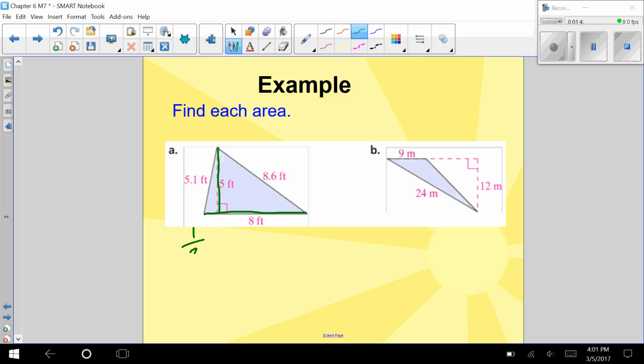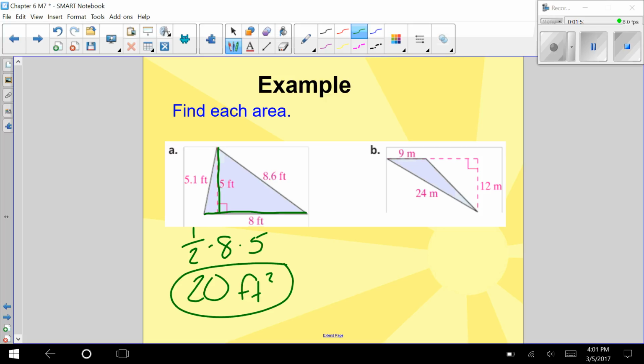So we take 1/2 times the base, which is 8, times the height, which is 5. 1/2 of 8 is 4. 4 times 5 is 20. And we're working in square feet. For the second one, my base is 9. My height is 12. So I take 1/2 times 9 times 12.